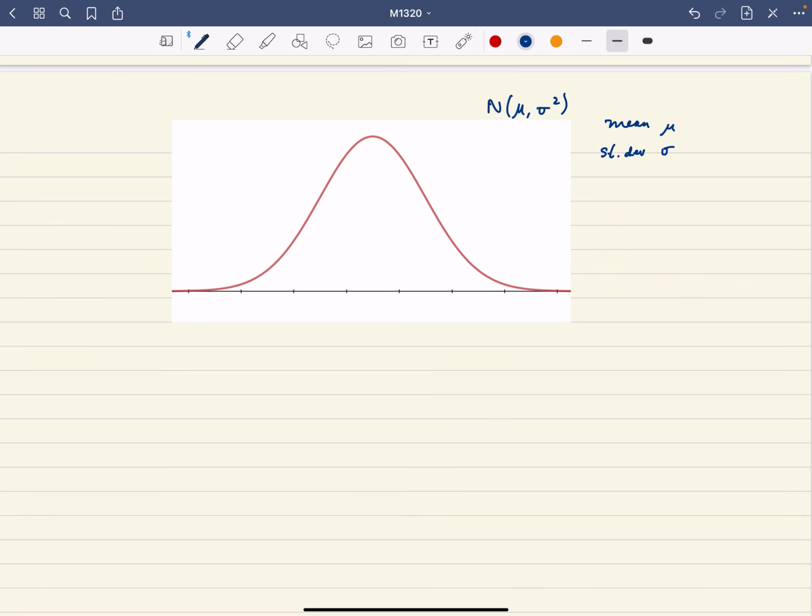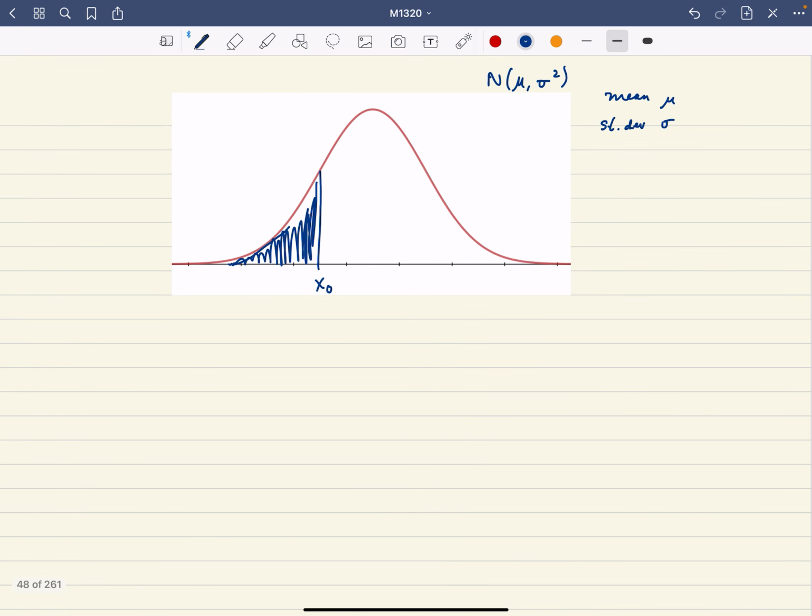And let's suppose that we have some cutoff, some point, let's call it x naught. And we want to find the area under the normal curve from x naught all the way down to negative infinity. So it's going to be some region. That region is going to have some finite area, and we want to know what that area is. Let's say that the area is A.